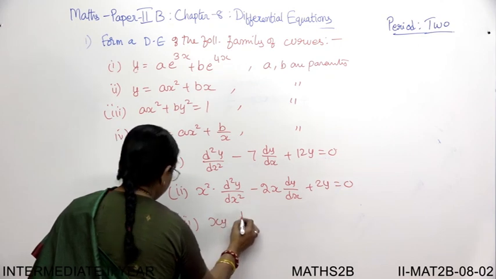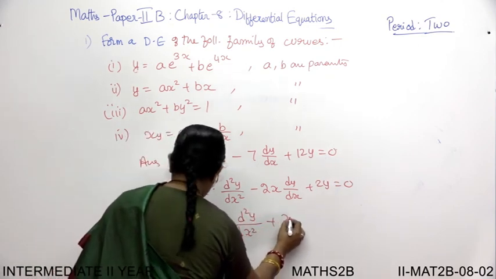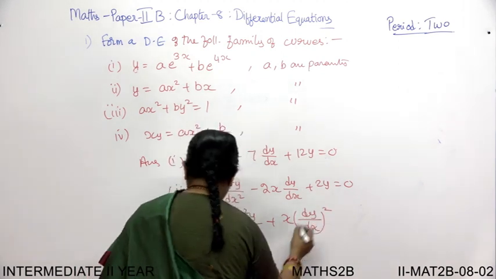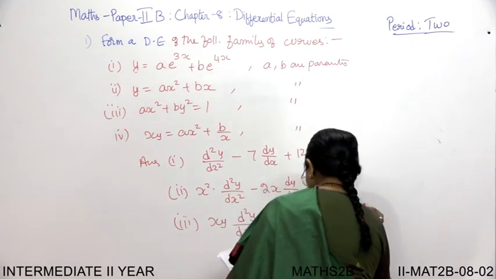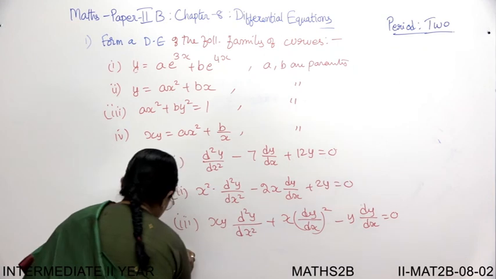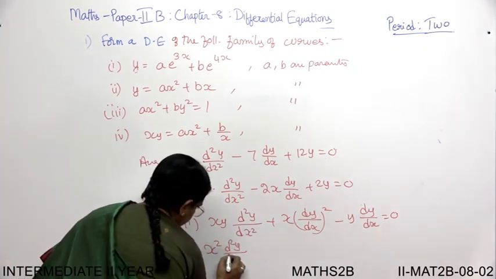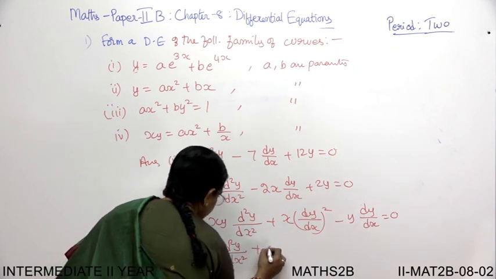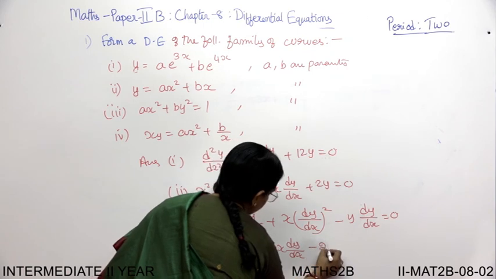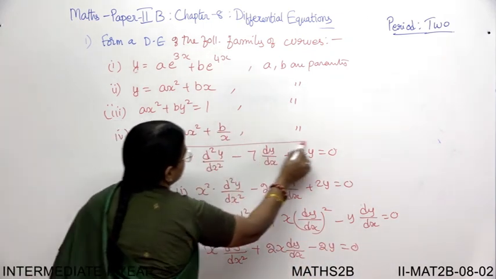For the third one, xy into d square y by dx square plus x into dy by dx whole square minus y into dy by dx is equal to 0. And then the answer for the fourth one is x square d square y by dx square plus 2x dy by dx minus 2y is equal to 0. These are the answers. You can just try.